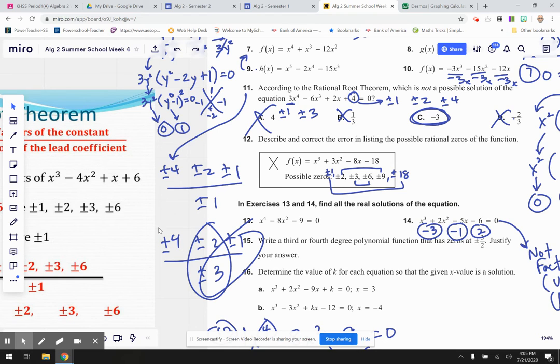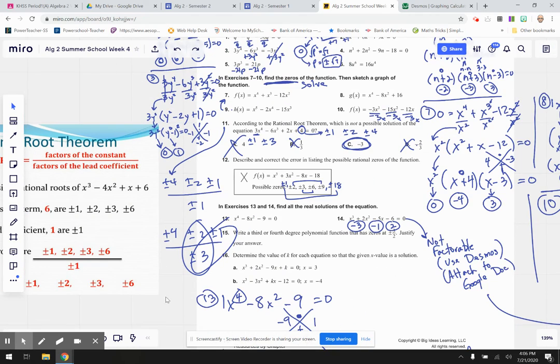4/3 is a possible factor. 2/3 is a possible factor, so I can get rid of the 2/3. 1/3 is a possible factor, so I can get rid of the 1/3. But negative 3 is not a possible factor. I do not have a 3 over 1 anywhere. So negative 3 is the one that's not a possible factor.